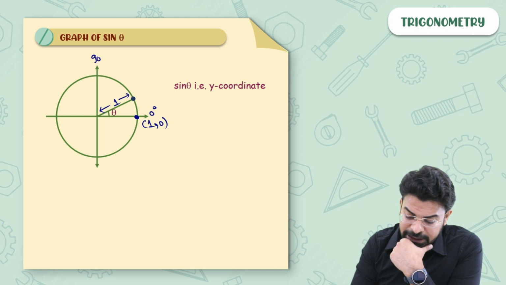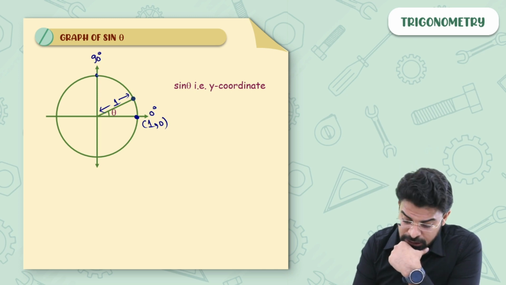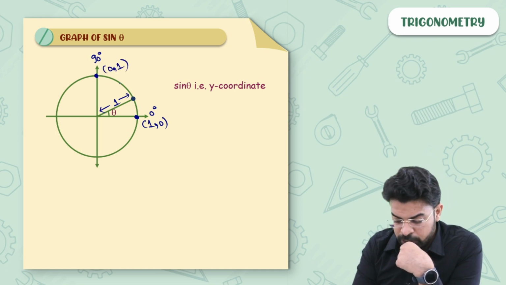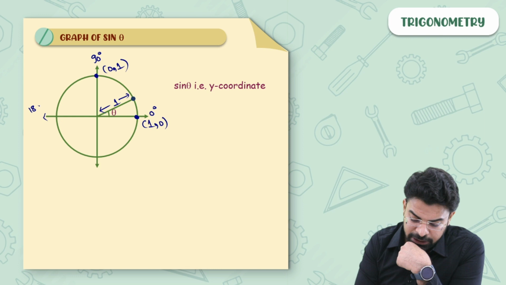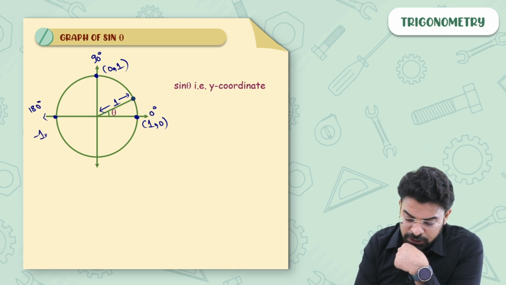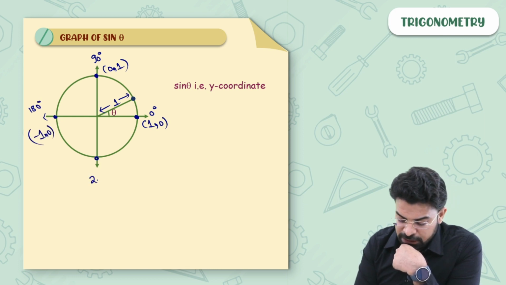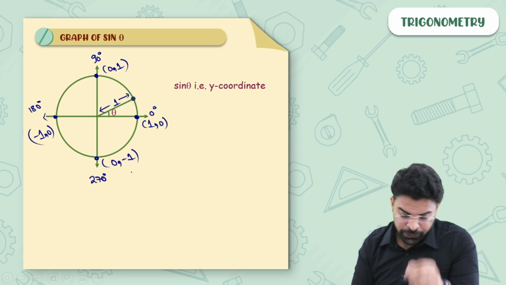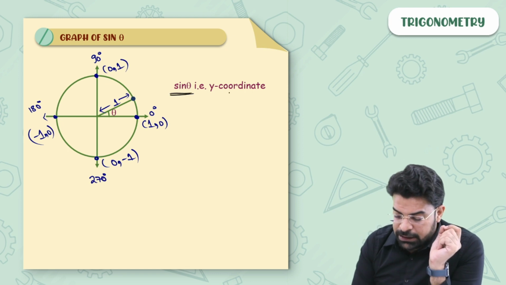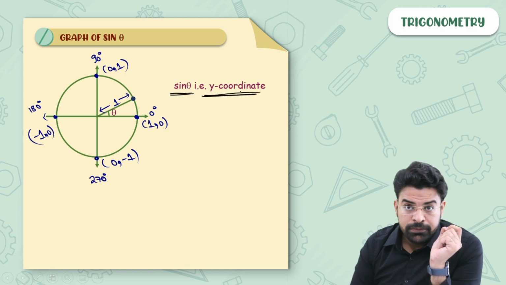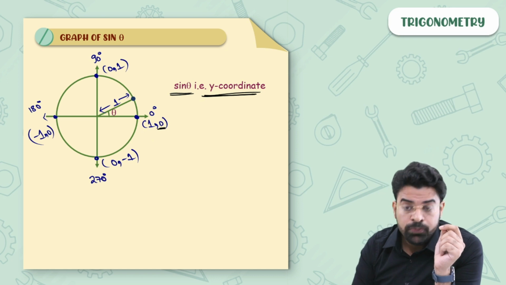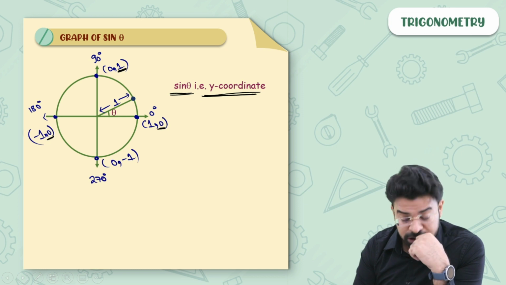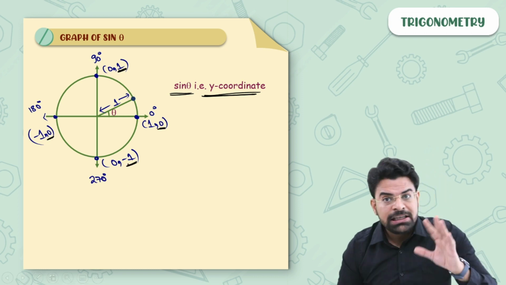When theta is 90 degree, what will be the coordinate of this point? The coordinate will be 0, 1. Similarly, when theta is 180 degree, the coordinate of this point will be minus 1, 0. And when theta is 270 degree, the coordinate will be 0, minus 1. Sine theta is represented by y coordinate. So for theta equals 0, y coordinate is 0. For theta equals 90, y coordinate is 1. For theta equals 180, y coordinate is again 0. For theta equals 270, y coordinate is minus 1.